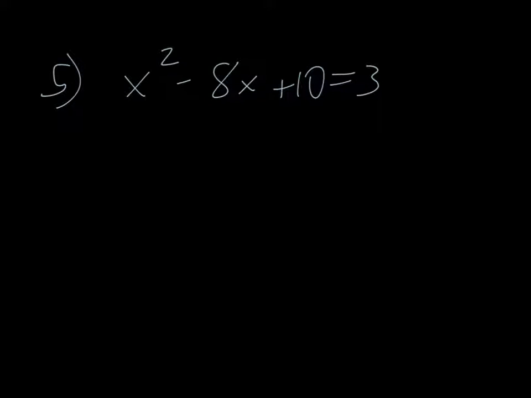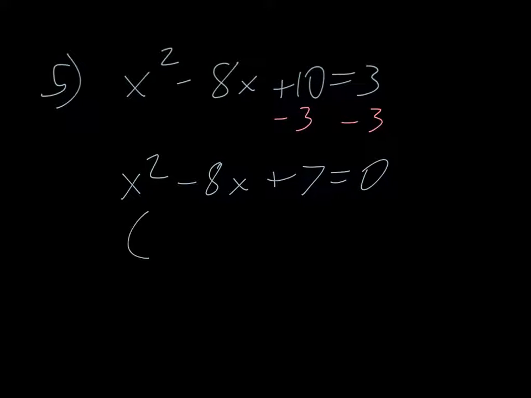All right, this one is a quadratic equation. It's going to require factoring. Because it's got the x squared, it makes sense to get it equal to 0. That's just our basic step on that. So I'm going to minus 3 on both sides. That's going to give me x squared minus 8x plus 7 equals 0. And now it's ready to factor.